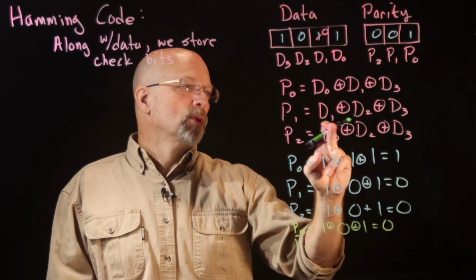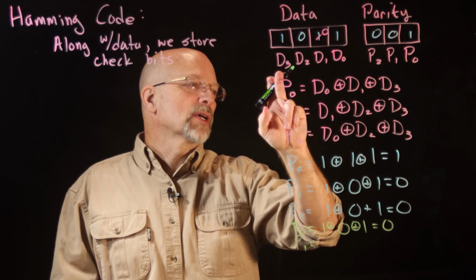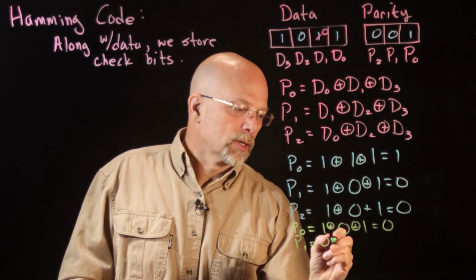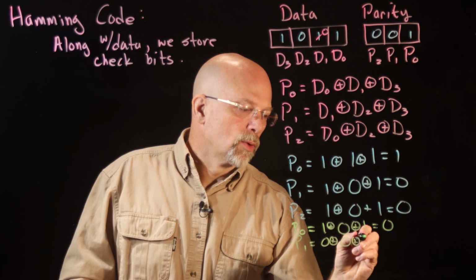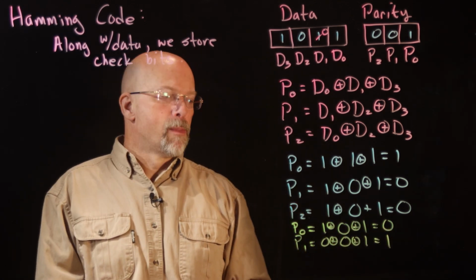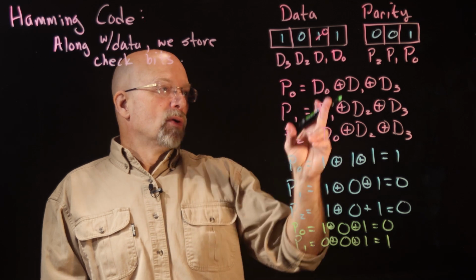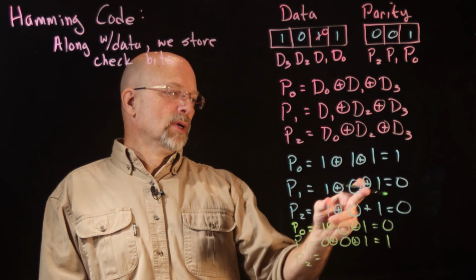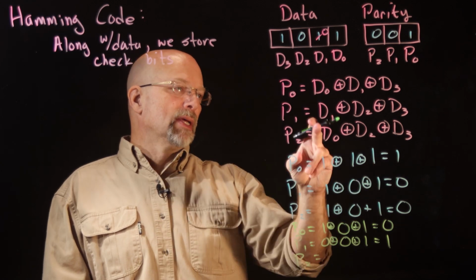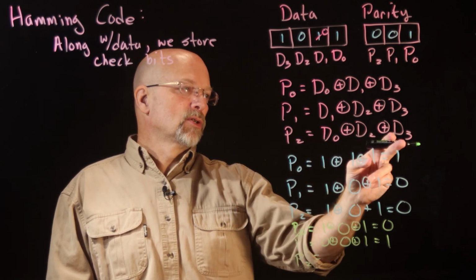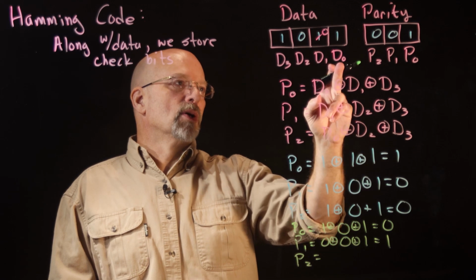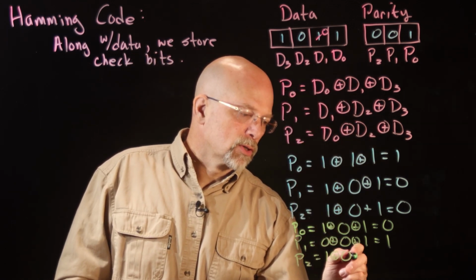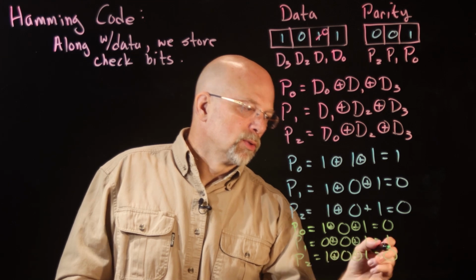P1 is equal to D1 exclusive OR with D2 exclusive ORed with D3. So it's 0, 0, 1. So 0 exclusive ORed with 0 exclusive ORed with 1, which is equal to 1. Now, we figure out what P2 is. P2 is equal to D0 exclusive OR with D2 exclusive OR with D3. So 1, 0, 1. So 1 exclusive ORed with 0 exclusive ORed with 1, which is equal to 0.